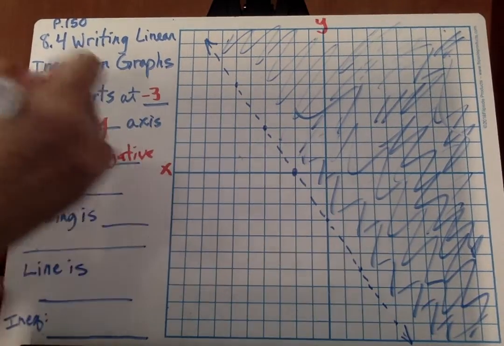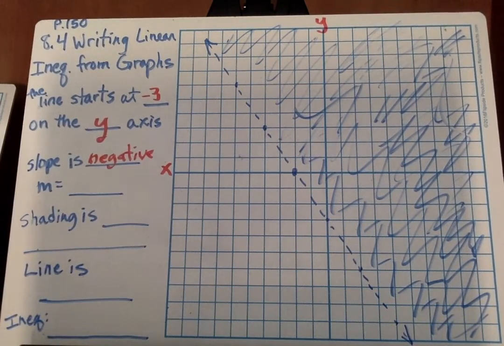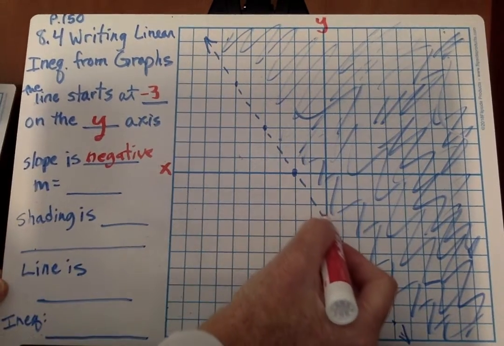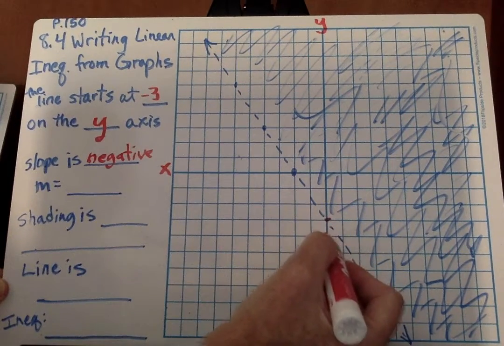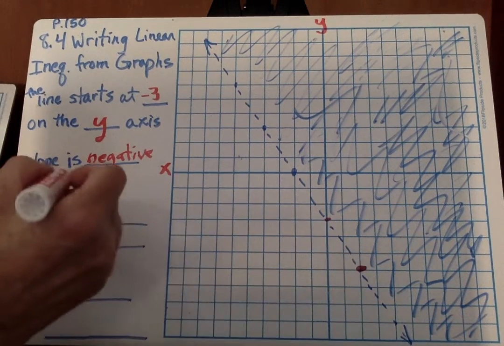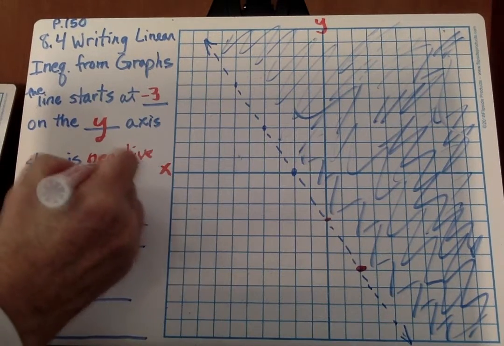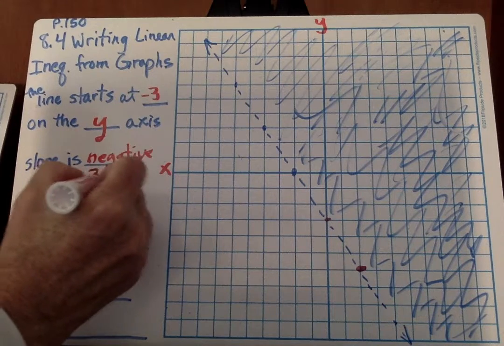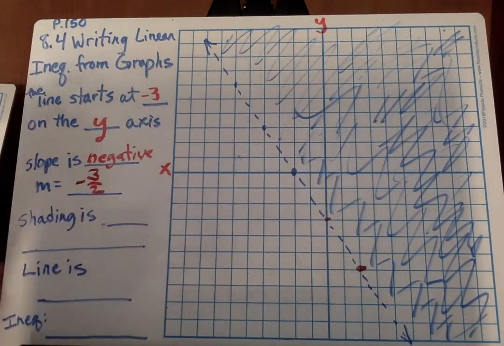Now to figure out the slope, we figure out how many down over how many over. And we start at -3 right here. And we see that we go down 1, 2, 3 and over 2. And that's where we get our next point. So m is -3 over 2. So it's -3/2.